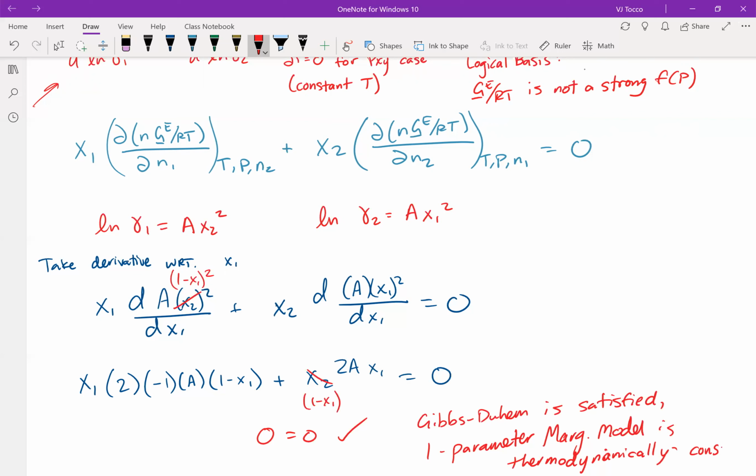So once again, just to summarize this first half: thermodynamically consistent. One day when you make your very own model for the activity coefficient, it must pass this test. Otherwise, it's not going to work. So again, that's the test for a model.